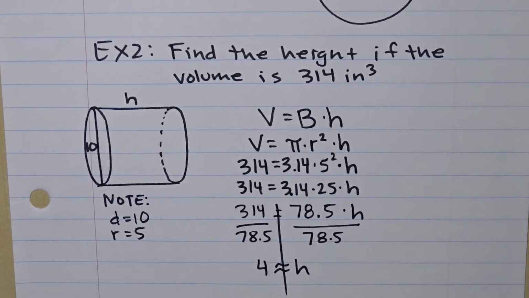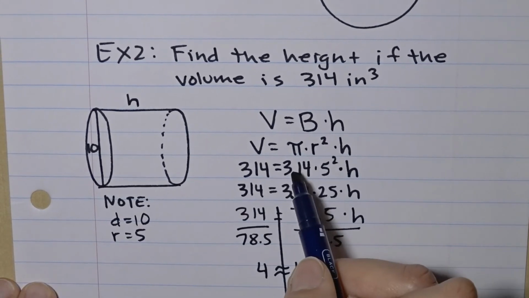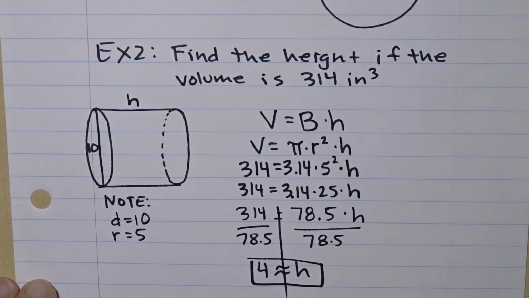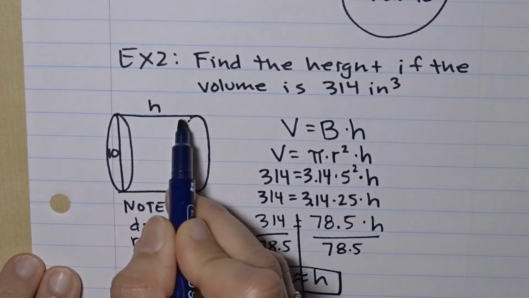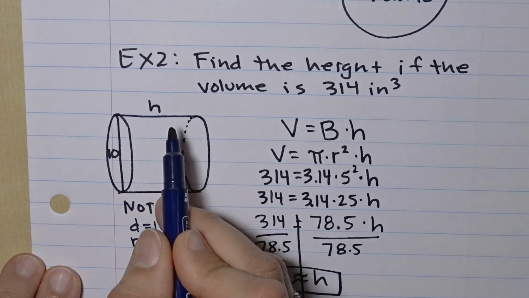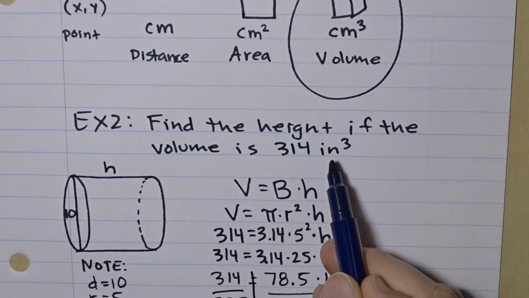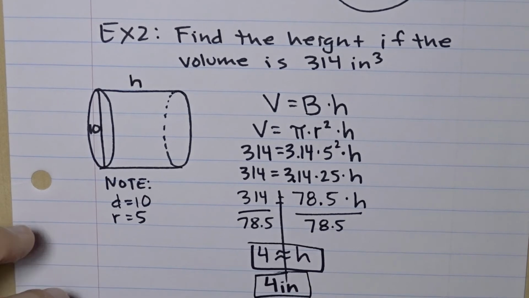Since pi was already approximated, we know that this answer is going to be approximate also. We didn't use an exact value for pi, so that is the height. And we don't have to put inches squared or cubed because height is a linear distance. It's not an area, it's not the volume, it's the linear distance. So we can just leave it as 4, since the volume was in inches, then we'll say 4 inches. Okay, so that was the height.